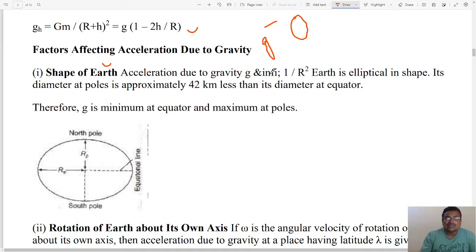Acceleration due to gravity g is proportional to 1 by r square. The earth is elliptical in shape and its diameter at the pole is approximately 42 kilometer less than the diameter at the equator. This is the equatorial line and these are the poles. Where will the acceleration due to gravity be maximum? The diameter at the pole is 42 kilometer less than the diameter at the equator, and the acceleration due to gravity value is minimum at the equator, maximum at the pole. Hope you understand this, my friends.